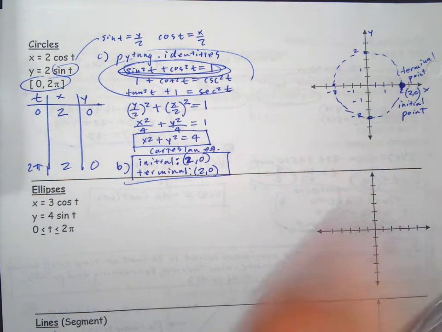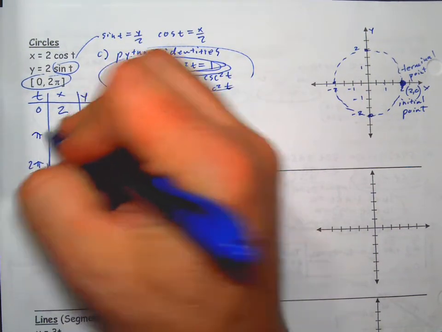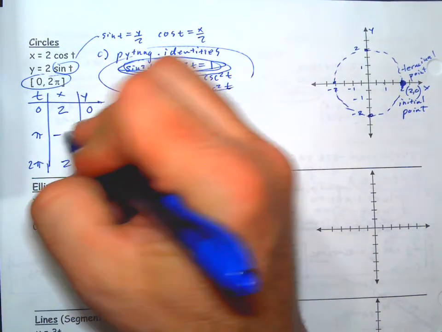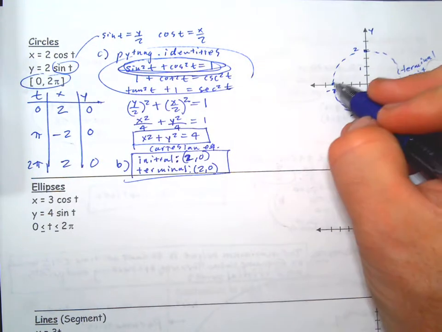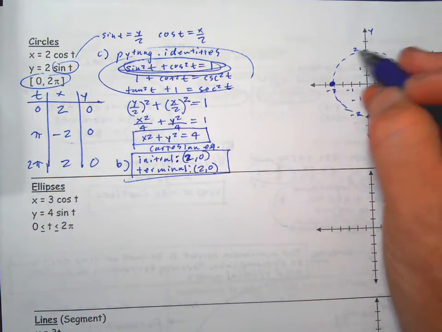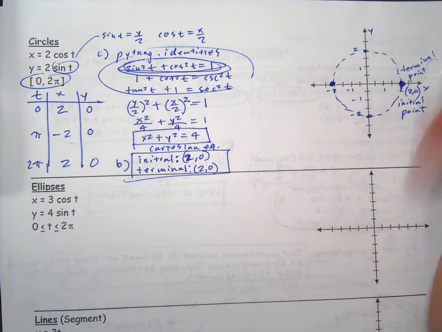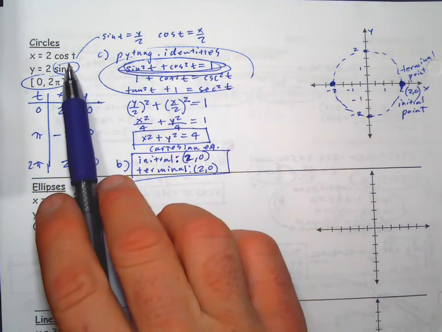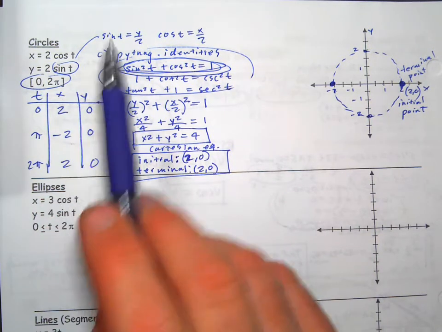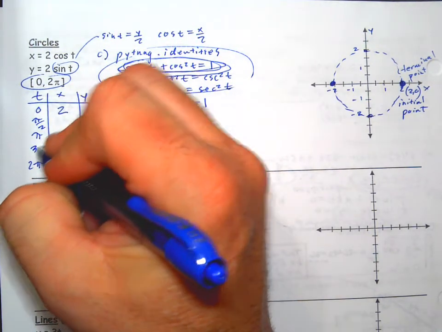Okay? All right, how about some points in between? We could do pi. Cosine pi is -1, so that's going to be -2, 0. So that's over here. Now, it's hard to tell. Does it go around the circle? Does it go counterclockwise? Does it go clockwise? Little tiny changes in this can make it switch directions. Okay, so maybe plugging in something else in between, like pi over 2 and 3 pi over 2 might help.